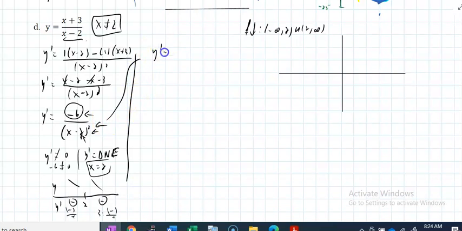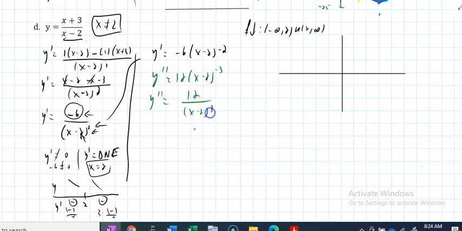I'm going to write y prime as negative 6 times x minus 2 to the negative 2. If I take a second derivative, bring the power down, subtract 1 from the power, times the derivative of the inside, which is 1, y double prime is 12 divided by x minus 2 cubed. Where does y double prime equal 0? Nowhere. A 12 can never equal 0. Where does y double prime not exist? It doesn't exist when the denominator equals 0. That's when x equals 2.